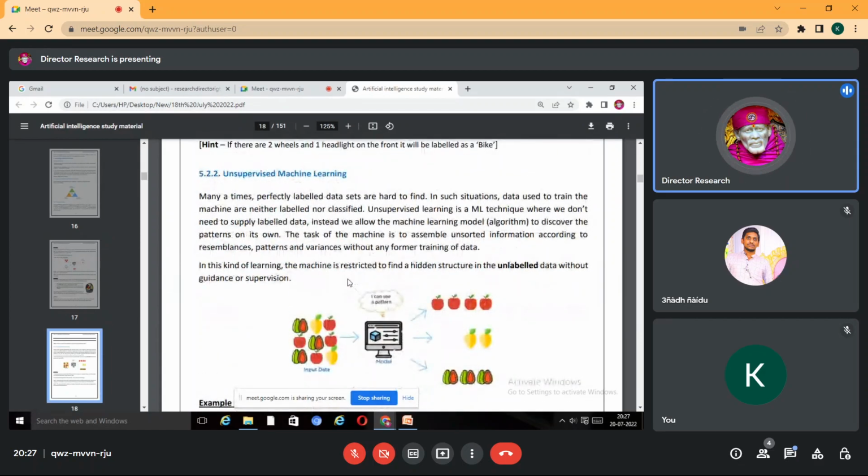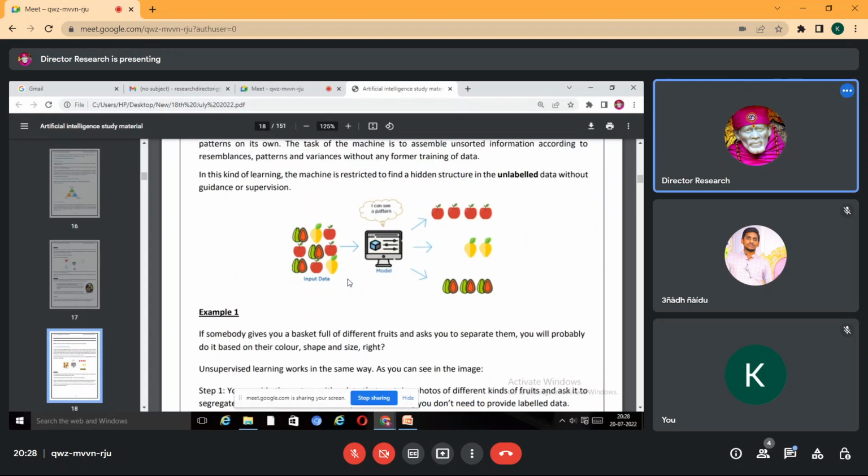Unsupervised machine learning. Many times it's hard to find data. Unsupervised learning is a machine learning technique where we do not need to supply labeled data. Instead, we allow the machine learning model algorithm to discover the patterns on its own. The task of the machine is to assemble unsorted information according to resembling patterns and variances without formal training of data.